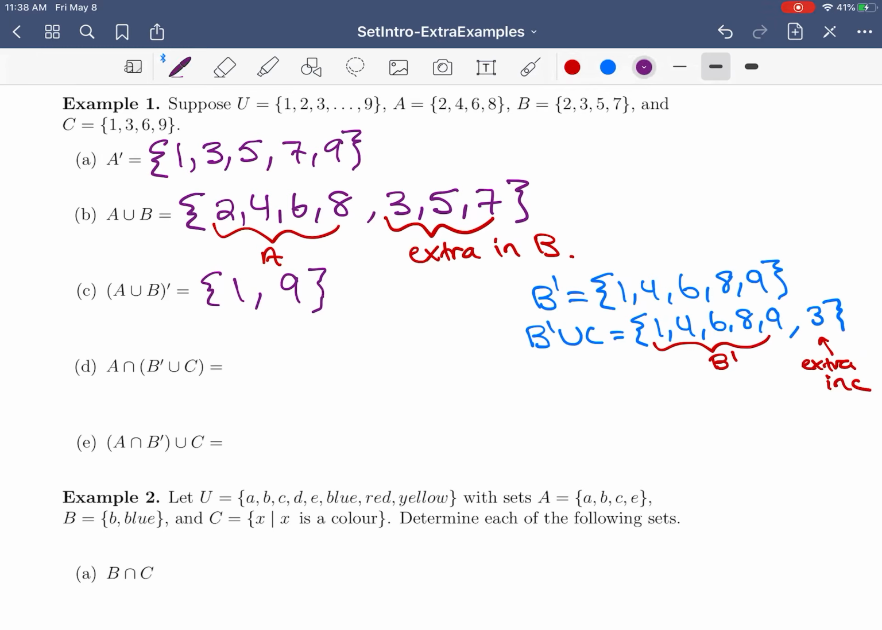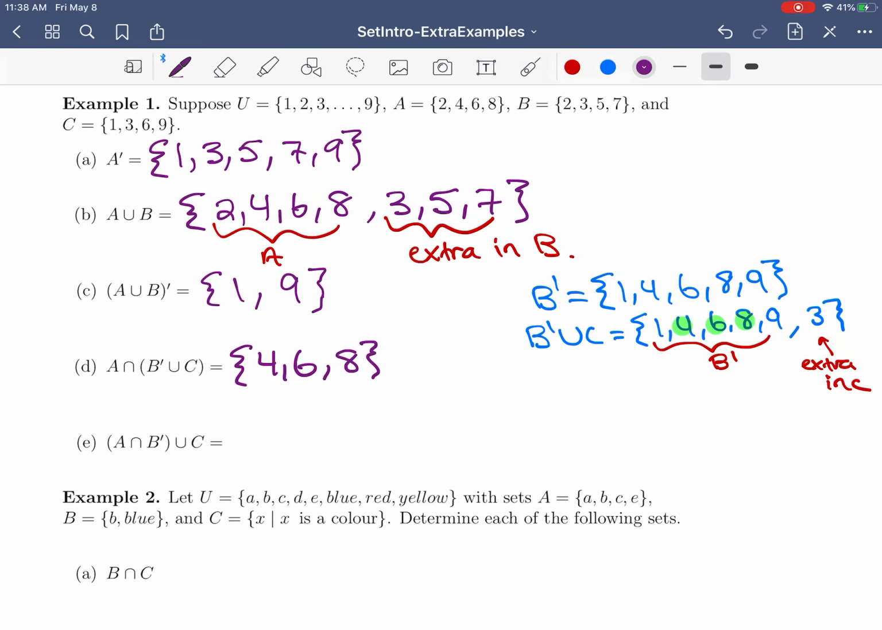Okay, so now I have this set to work with. So now I want to intersect it with set A. So A has all the even numbers, so I'm just going to look for even numbers here. And I see that 4, 6, and 8 are all there, but we're missing 2. So this intersection is going to contain the numbers 4, 6, and 8.